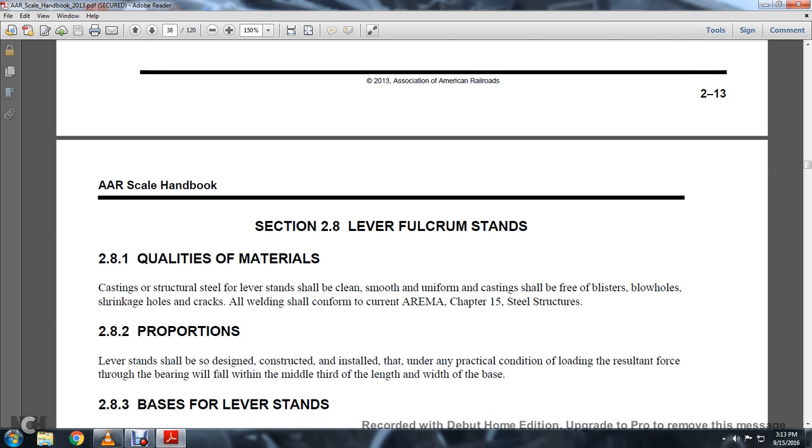Section 2.8 Lever fulcrum stands. 2.8.1 Qualities, materials, casting. The structural parts and lever stands will be clean, with smooth and uniform castings, free of blisters, blowholes, shrink holes, and cracks. All welding shall conform with the current ARIMA Chapter 15, steel structures.